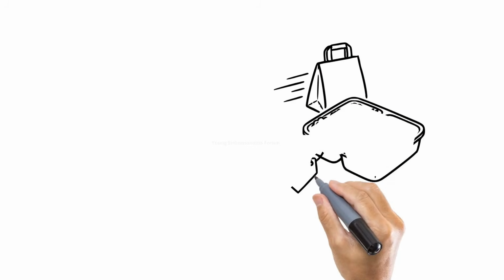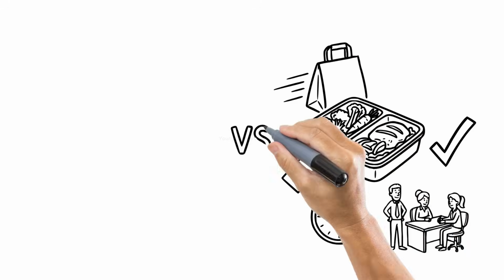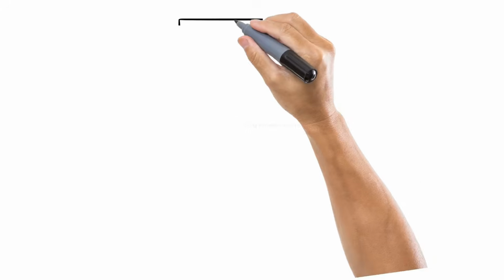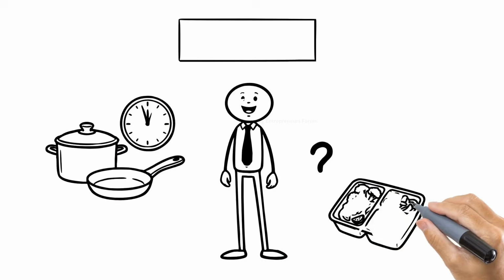Number 2. Build your value proposition. Imagine 2 meal delivery businesses selling similar lunches for similar prices. One simply promises fresh meals, while the other promises healthy, ready-to-eat lunches delivered to busy professionals before their lunch break. The second offer is much clearer. Your value proposition explains why customers should choose your business.